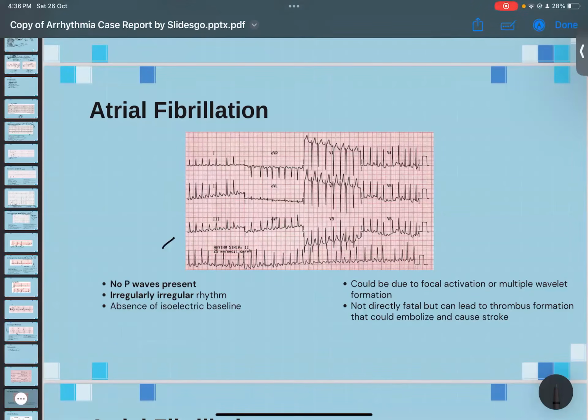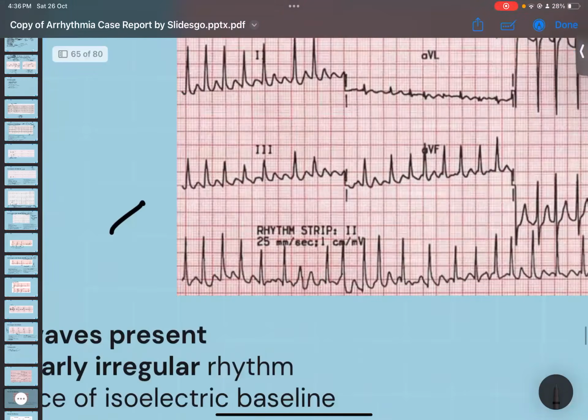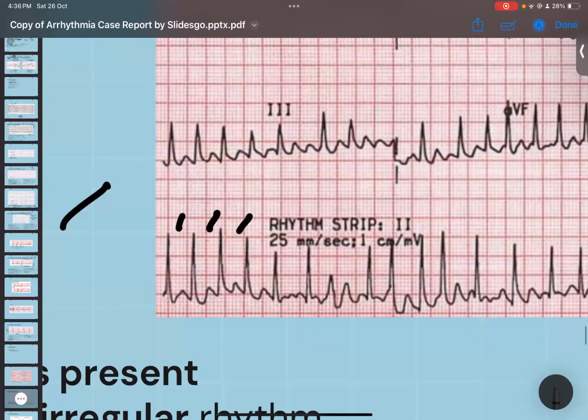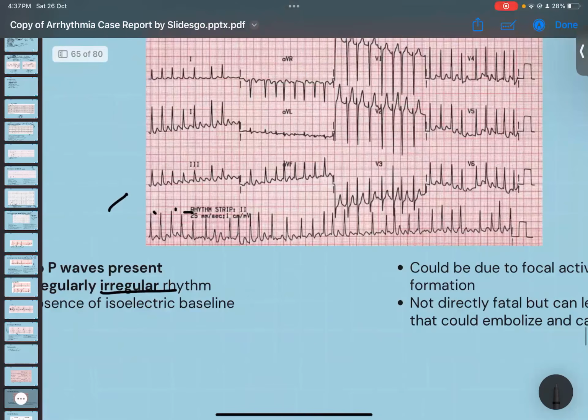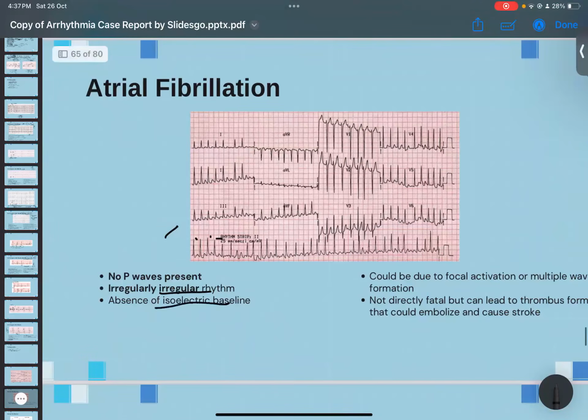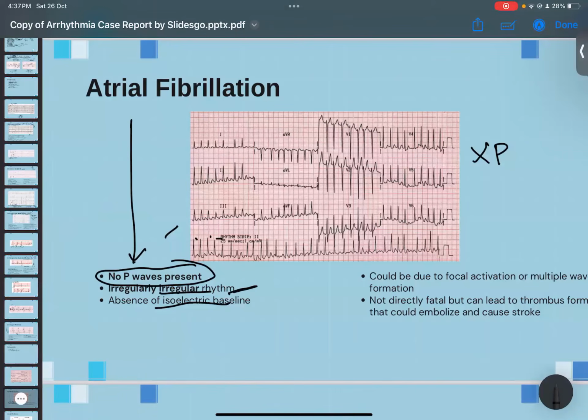It's an irregular rhythm because if you see the R interval between each heartbeat, it's not the same. So this is about one big box, this is about 1.5 big boxes, this is about one big box again, then 2 big boxes. So the rhythm is irregular because there's no appreciable pattern, and there's an absence of isoelectric baselines. So the characteristic presentation of atrial fibrillation is that there's no P wave and it's an irregular rhythm.